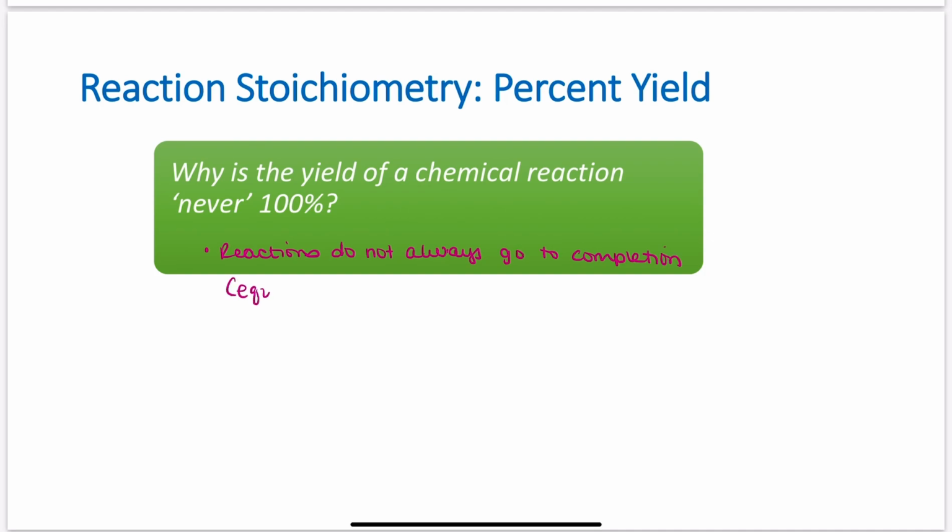Why? Because you can have equilibriums. We're going to study that a lot more in second semester Gen Chem, but an equilibrium reaction can go forward and backward, and so we find a happy in-between between the two. You could have impure reactants.